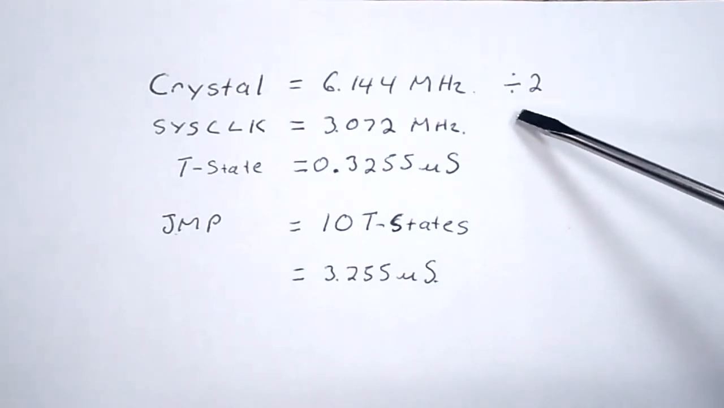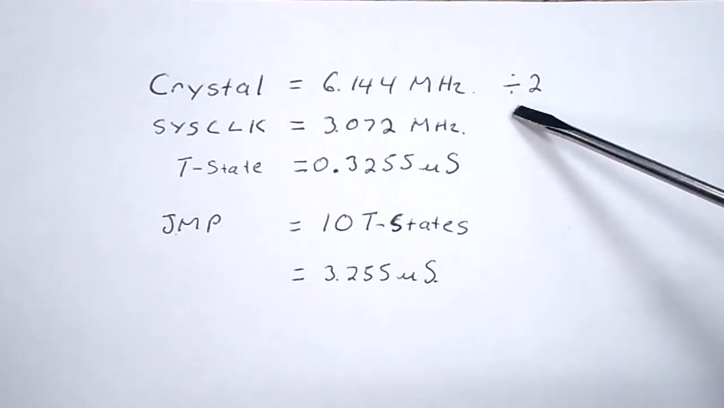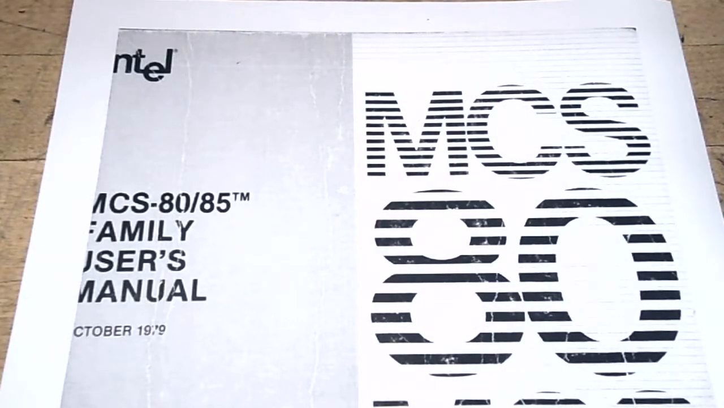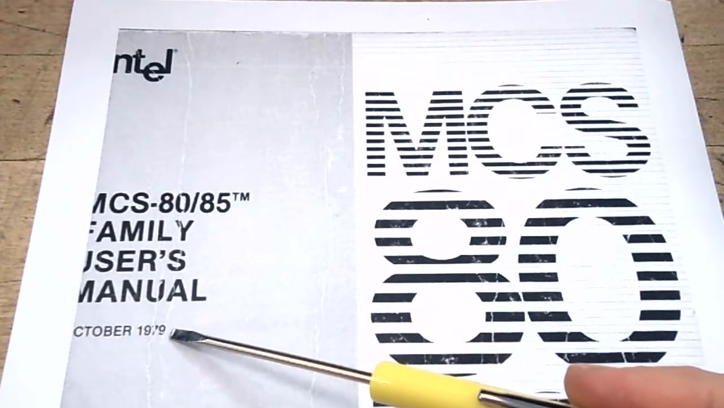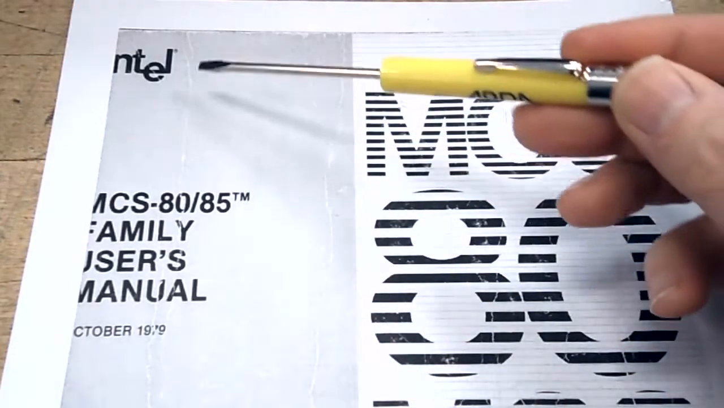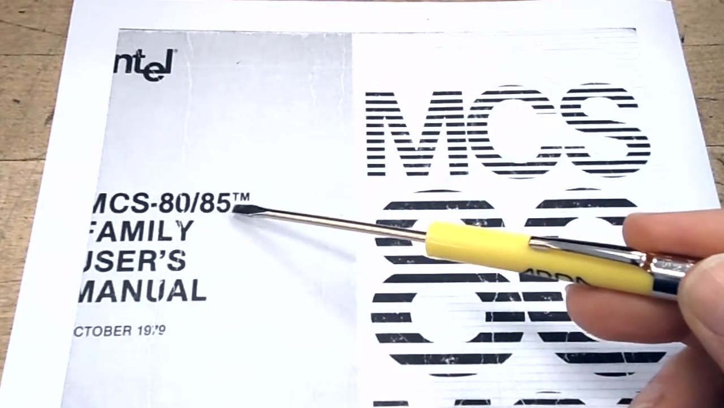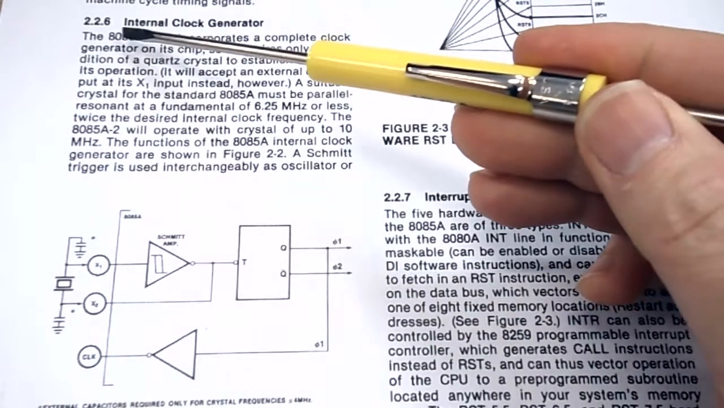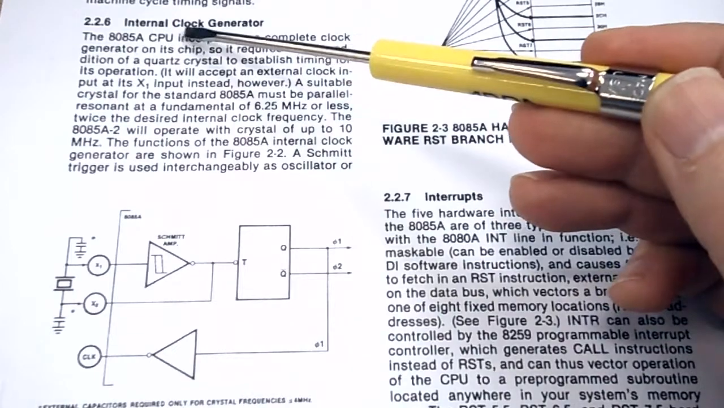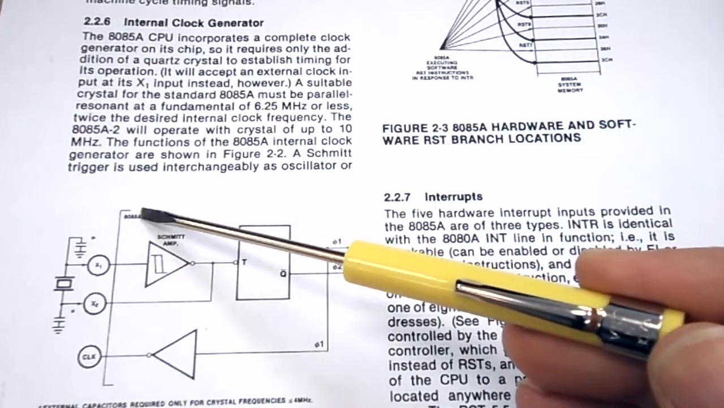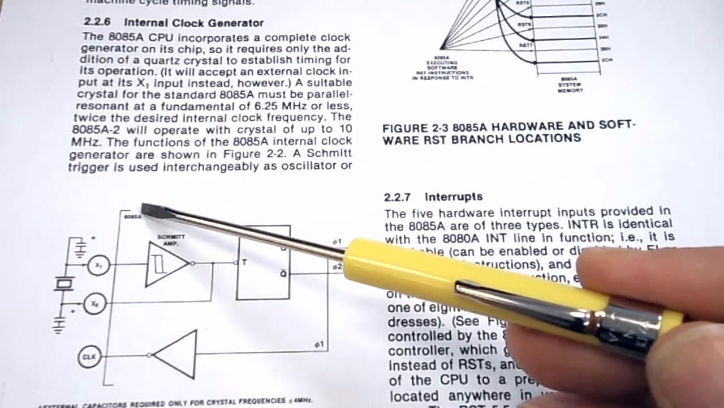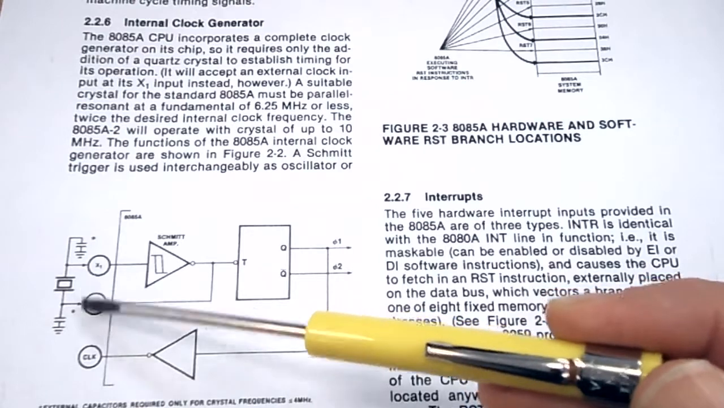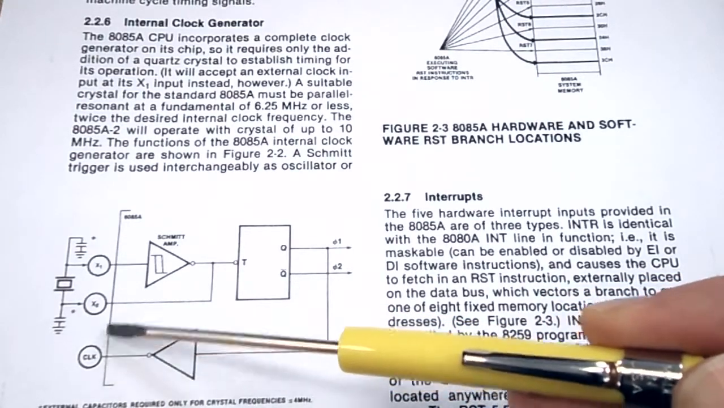So our next question is, why does the CPU divide the crystal frequency by 2? To answer that question, we're going to look at a very old document. You can see it's dated October 1979. This is the Intel MCS 8085 Family User Manual. So looking at section 2.2.6, the internal clock generator, we can see we have a line here representing the outside of the 8085 where the crystal is connected and the clock output goes.